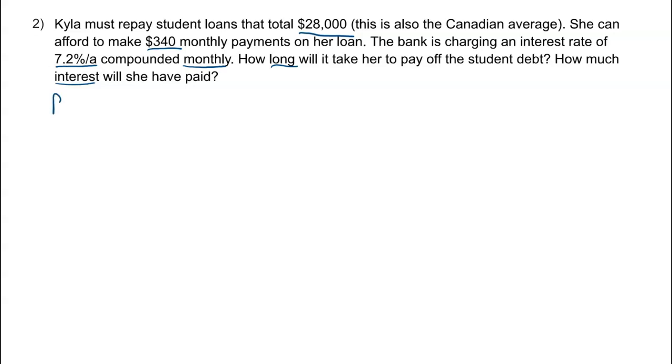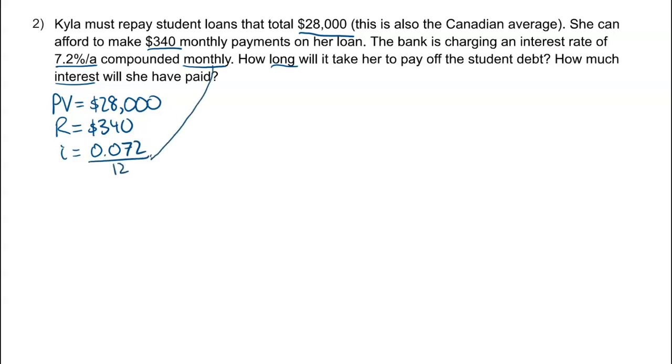So let's get down to it. The equation that we need to use here is the present value equation, but the value that we want to start with is that present value. So we're starting with $28,000 and we're paying that off down to 0. So that's why we're not using the future value equation. The regular payments that Kyla is making is $340. And the interest rate, the I value that we use, we make that a decimal, and then we divide it by the number of compounding periods per year. Because it's compounded monthly, there's 12 per year, so we divide it by 12.